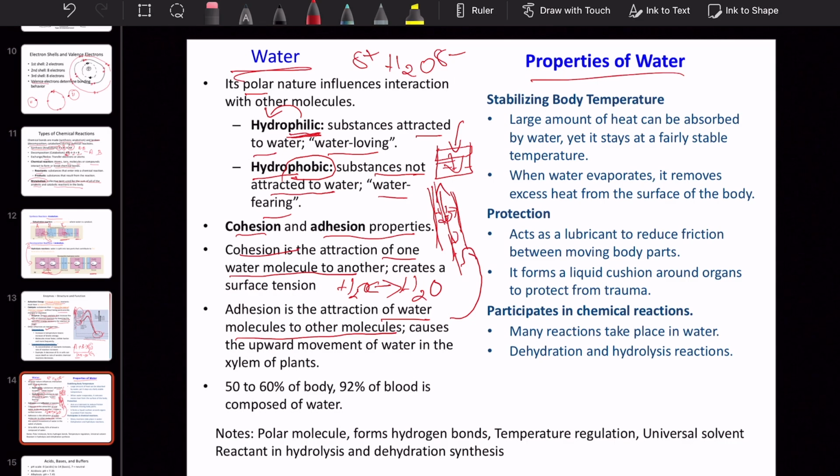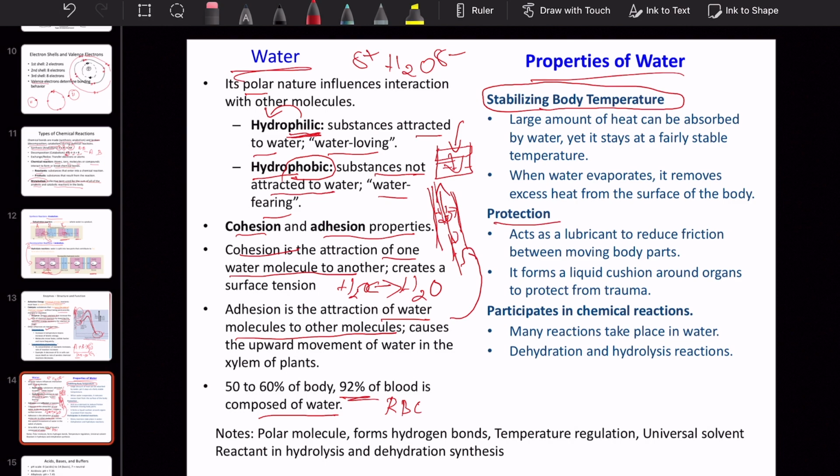So 92% of blood is composed of water. Blood has other things like red blood cells, white blood cells, and so on. Then properties: they help stabilize body temperature. That's very important because when your body is heating up, when you run or have a fever, what happens? You sweat, so it cools down the body. When sweat evaporates, it is cooling down.